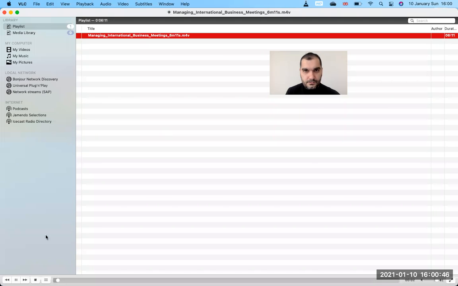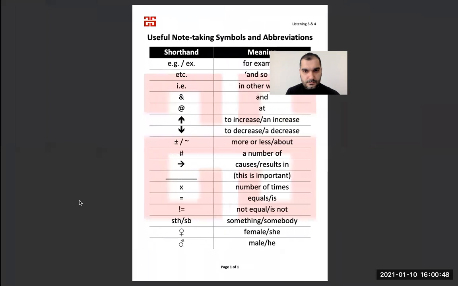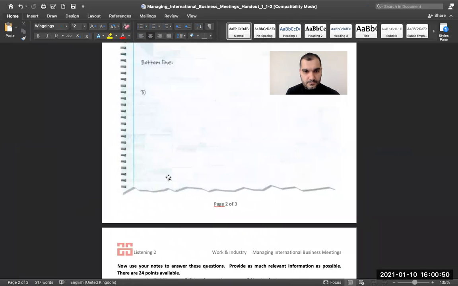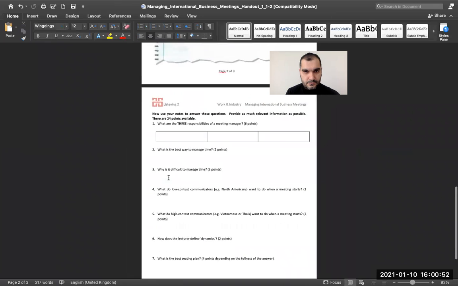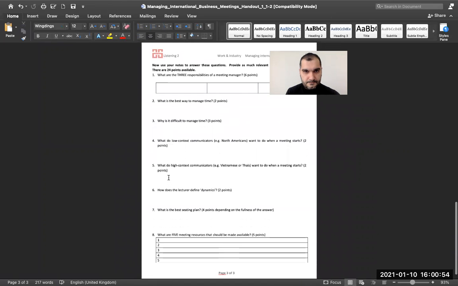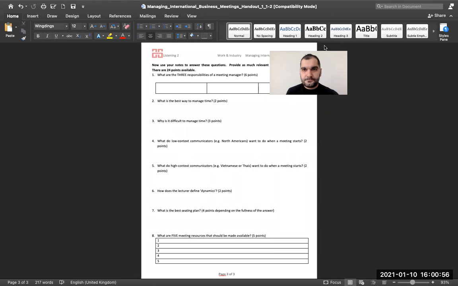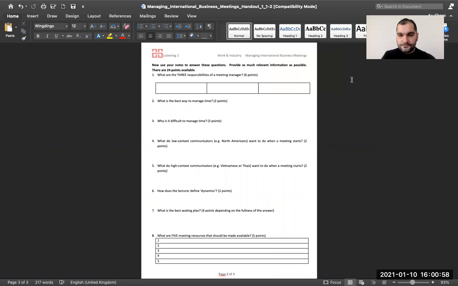How many of you have ever organized a group of people, say, like a study group or an English club, or even a party? Not easy, right? Lots of variables, huh? Well, today we're going to examine the 3 main challenges of leading an international business meeting. And they are: 1, managing time; 2, managing people; and 3, managing resources.